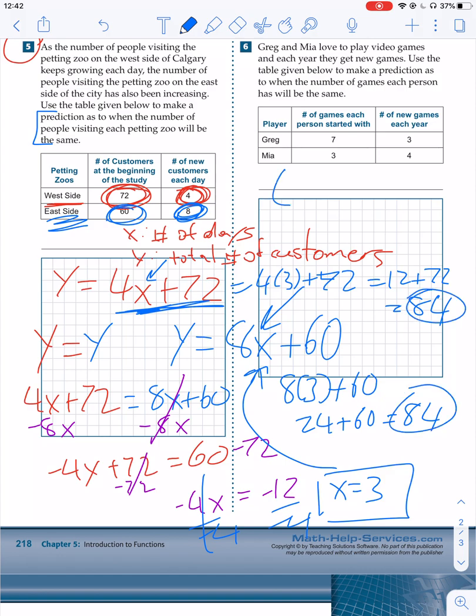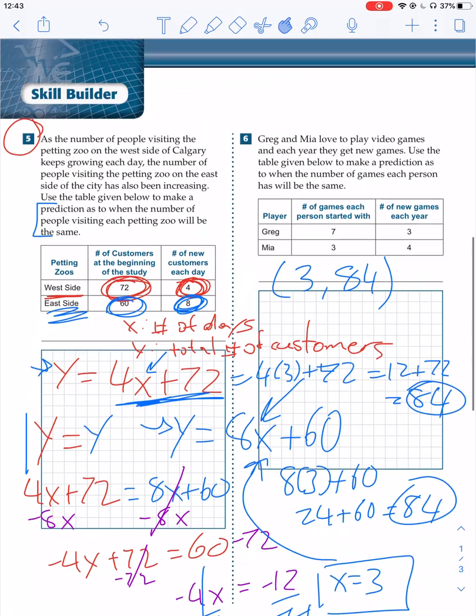Okay, so that means that on the third day, both zoos will have 84 customers. Okay, so that's how you find the point of intersection, again, by using the comparison method. The comparison method makes more sense because both functions are given in terms of y. So that is how you would answer these questions.